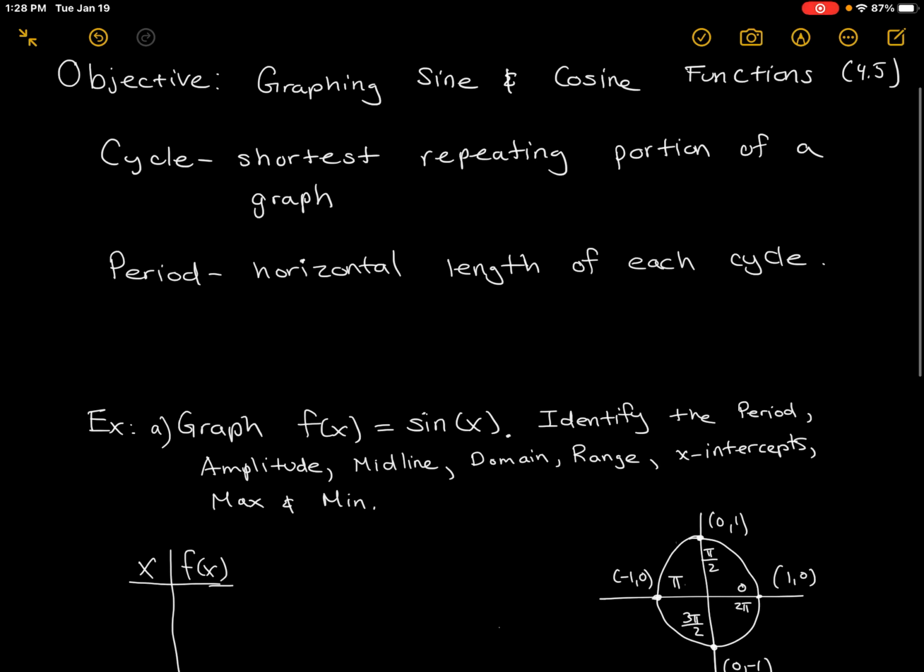And remember we said a period, right? Sine and cosine and tangent functions are periodic, meaning they repeat. In this instance, we're asked to calculate a period when we're graphing. A period is the horizontal length of each cycle, and I'm going to talk about that in the context of this graph.